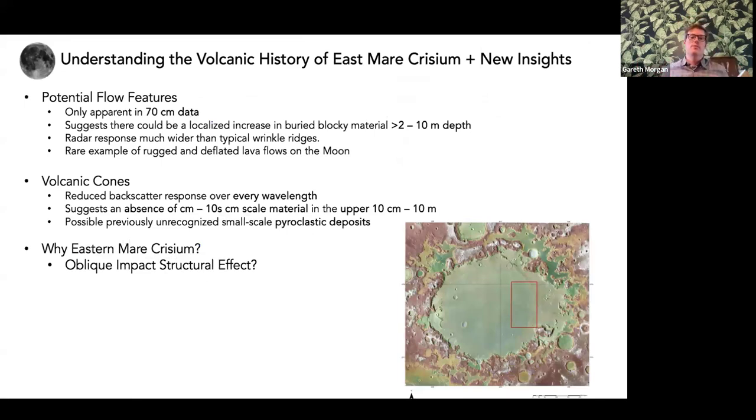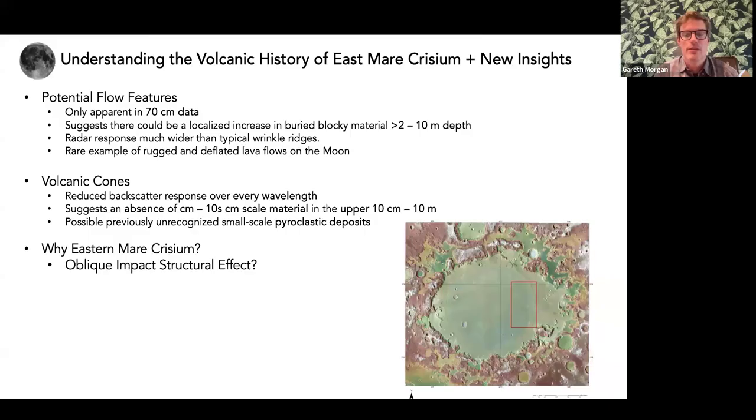And so overall, what does this mean? Well, the fact that we only see the potential flow features in the 70 centimeter data suggests that there's a localized increase in blocky material that's at least at a depth of like 2 to 10 meters. The fact we don't see it in the other wavelengths means that it can't be within the probing depth of the shorter wavelengths, and so it must be at depth.